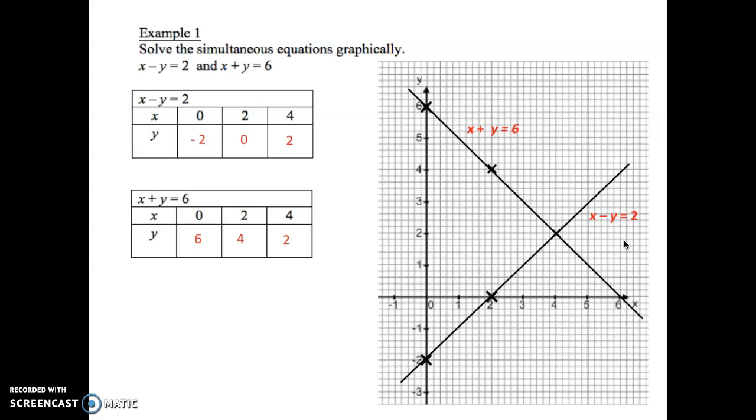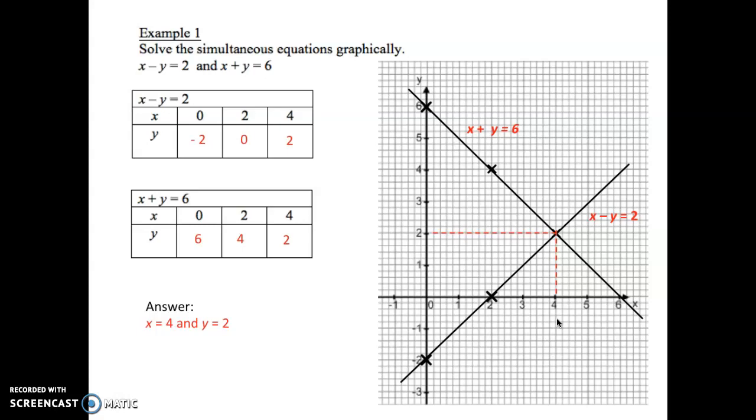Now, when the question asks us to solve the simultaneous equation, we are trying to find where is the point of intersection, because that will be our solution. So, we have a point of intersection over here. To find the coordinates, draw dotted lines. So we'll see that the x value will be 4 and the y value would be 2. Okay, so write down your answers.